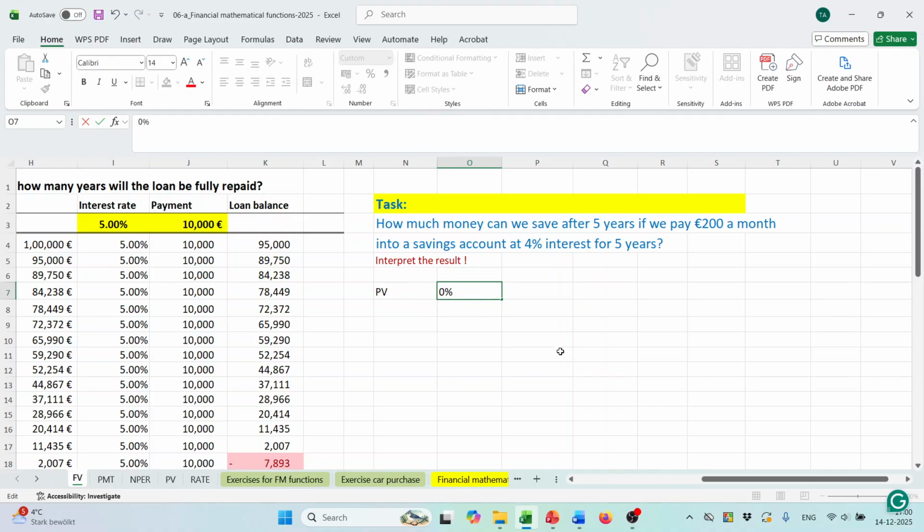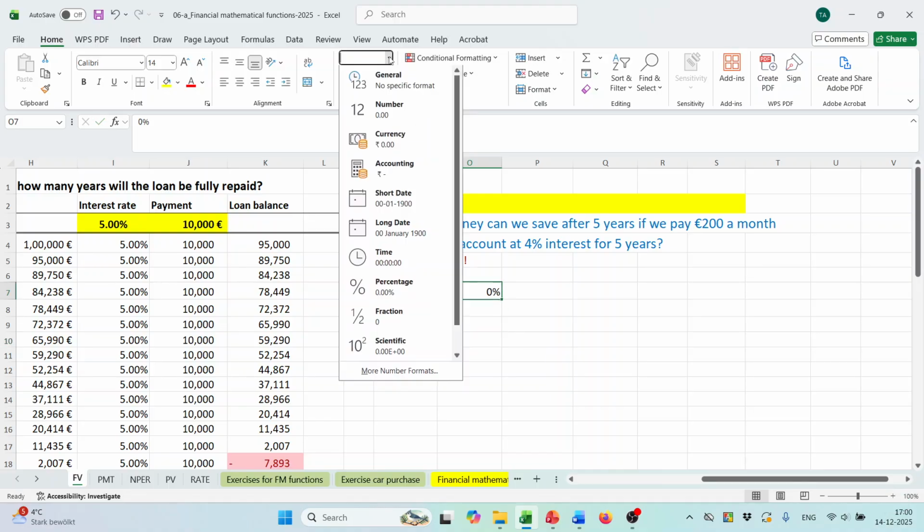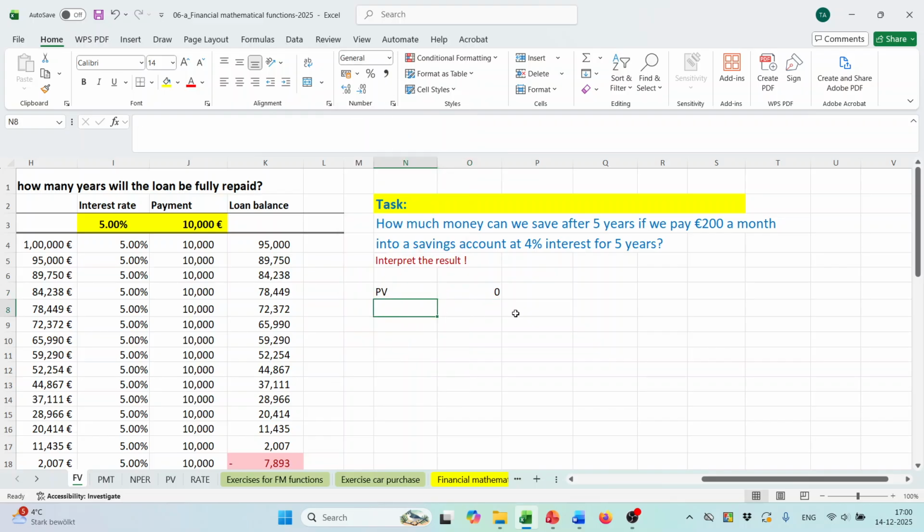It should be formatted as general, and our period is 5 years. So NPER is equal to 5 years. We pay 200 euro a month. You can see we have to pay 200 euro PMT, 200 euro per month.